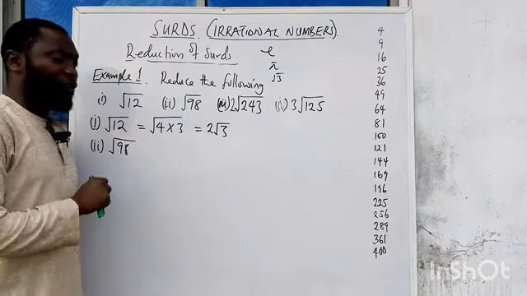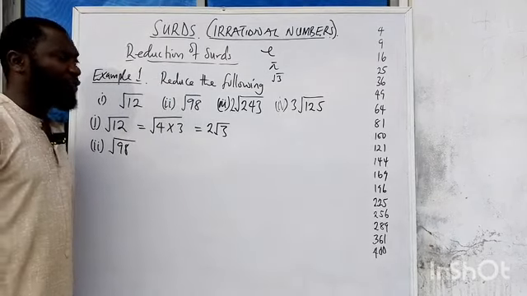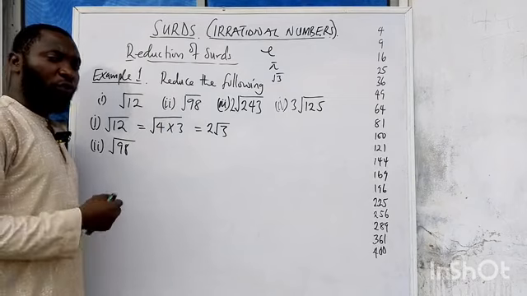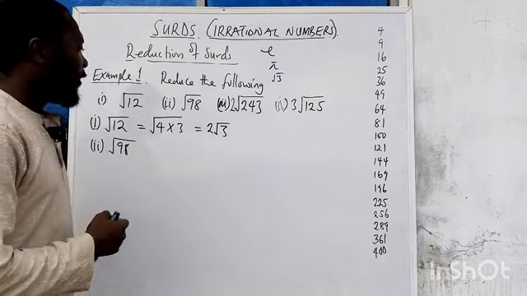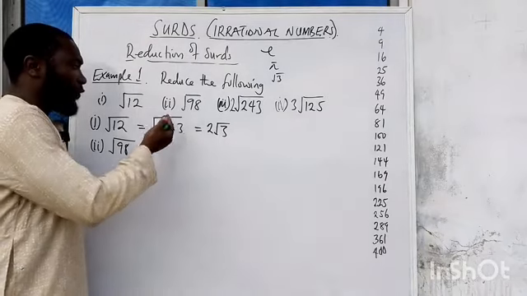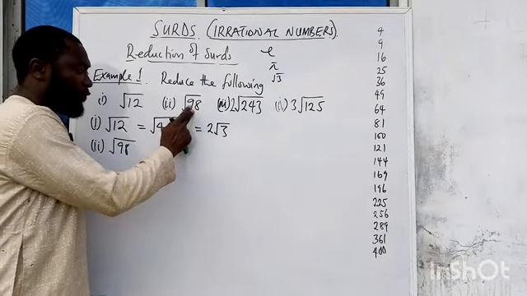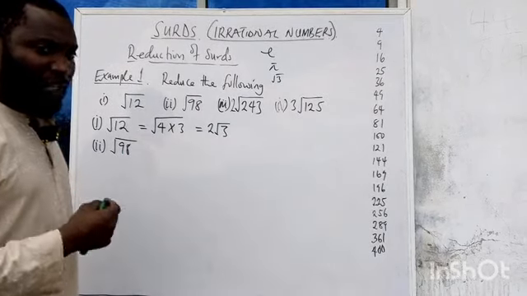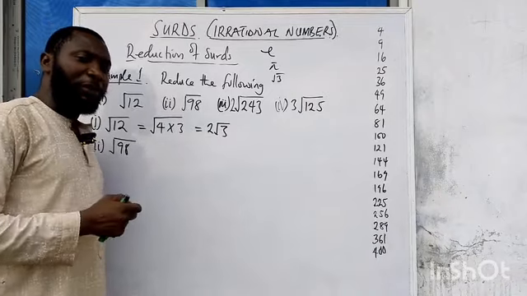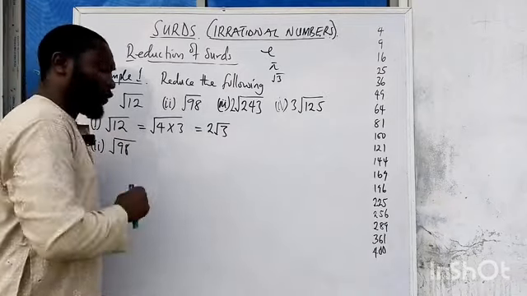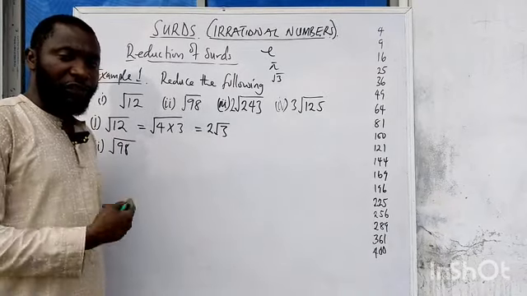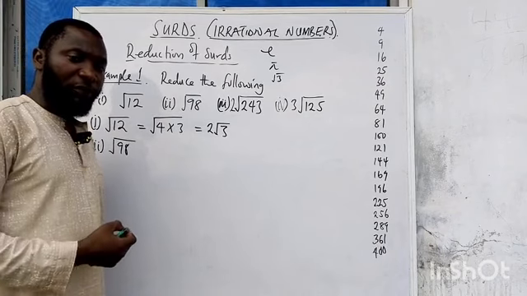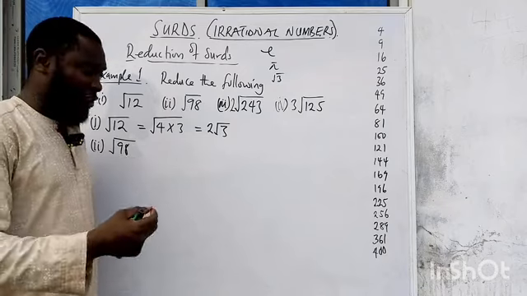Now, let's consider the following examples. Here we want to consider reduction of surds. How do we reduce a surd? We reduce a surd especially when you have a big value inside the square root, and you observe that there is a perfect square that can divide such a number. Before you can reduce a surd, a perfect square must be a factor of such a number.